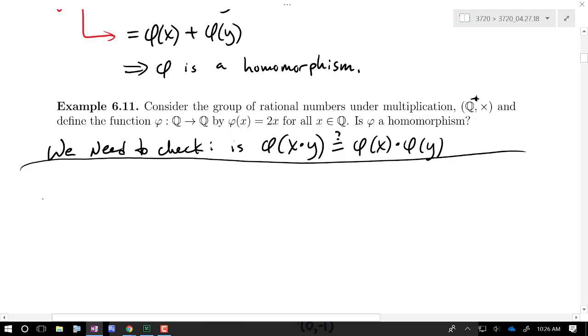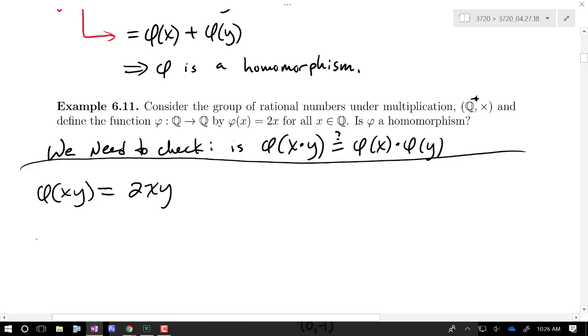Well, let's find phi of xy. The function's the same. The function says whatever you plug in, just double it. So this is 2xy.